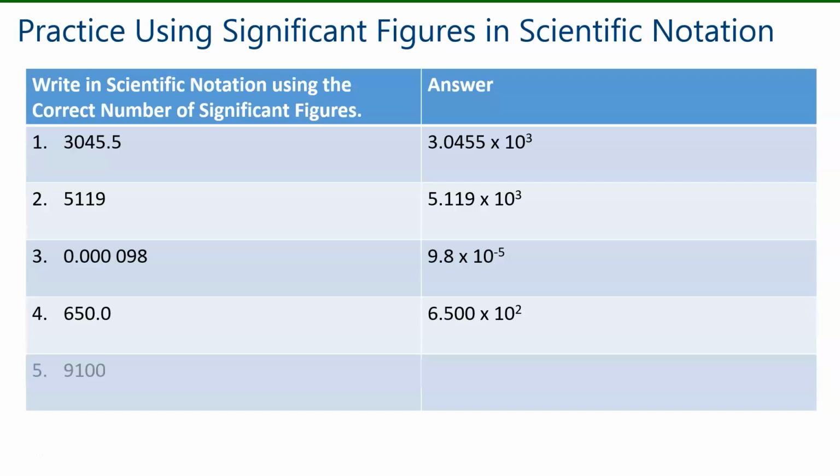And last, we have 9,100. In scientific notation, this would be 9.1 times 10 to the power of 3. There were 2 significant digits in the problem, and we have 2 in our answer with scientific notation.